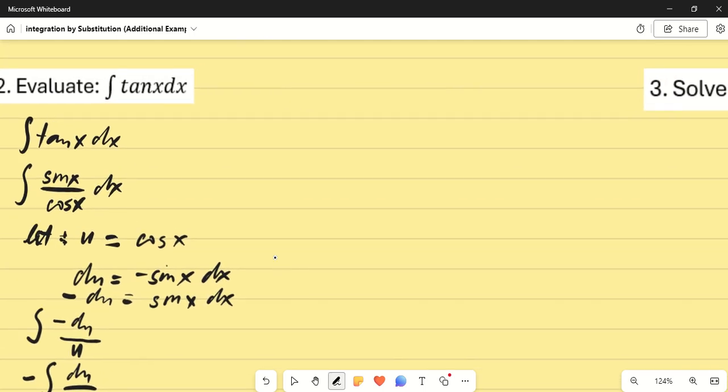So if you have your y is equal to ln of x, okay, you get the derivative of both sides, so y prime or dy all over dx, that will give you 1 over x.